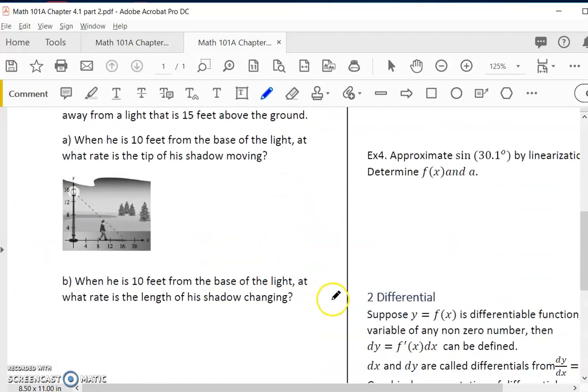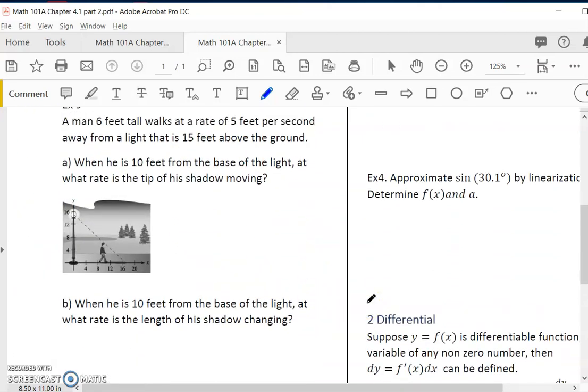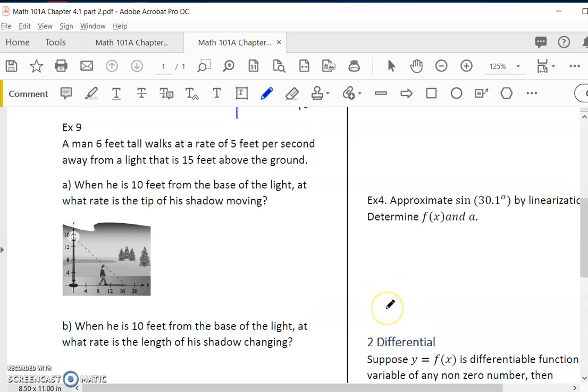The second question is about shadows. It's also a very, very typical question. When someone walks away from a lamppost, the shadow would be here, right? Because the person's body blocks the light, so there will be a shadow.